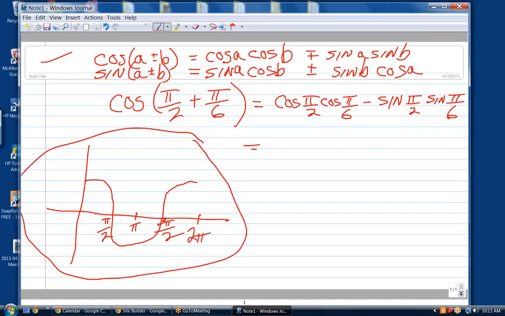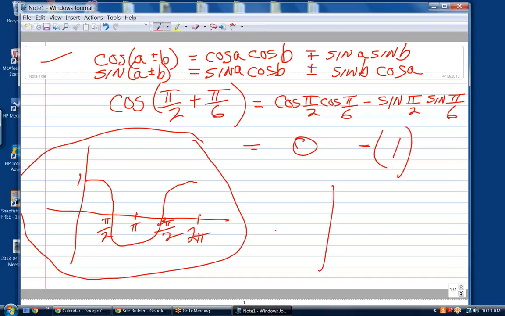Since you have to have this memorized anyway, you can just recall from memory that cosine starts at 1 and goes down to 0 next. So cosine of pi over 2 is 0, which makes this whole term 0. Regardless of what cosine of pi over 6 is, I don't care. Okay, and what's the sine of pi over 2? The sine of pi over 2 is 1.